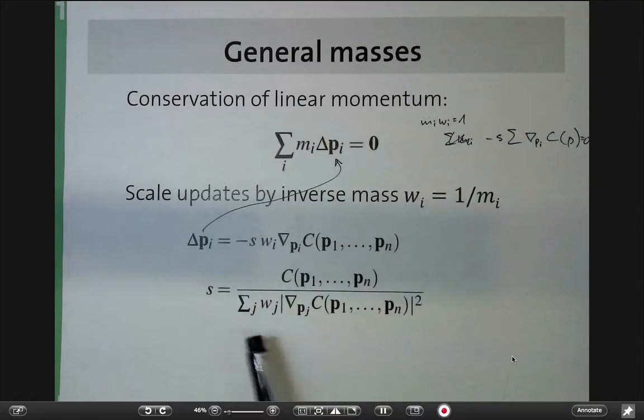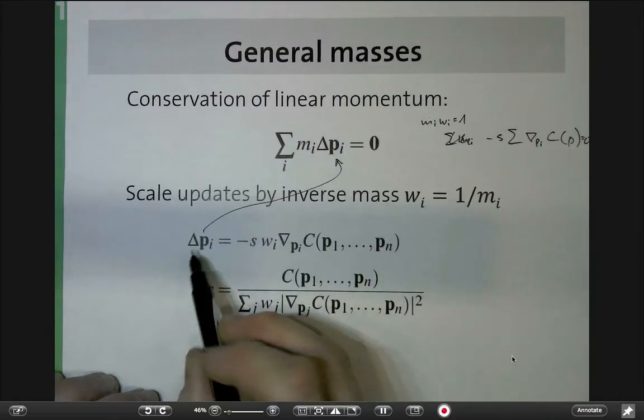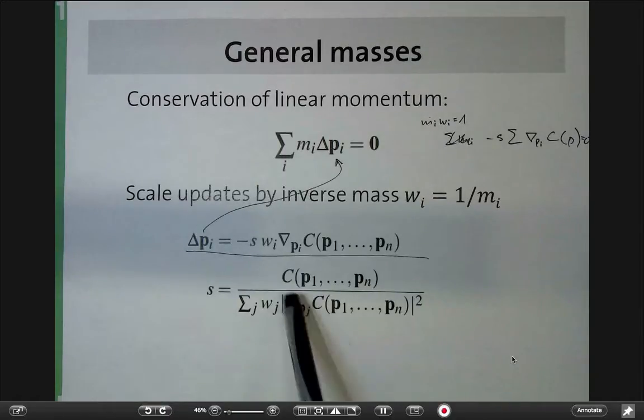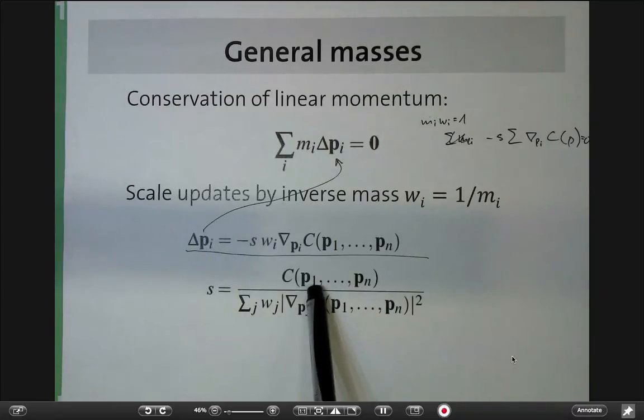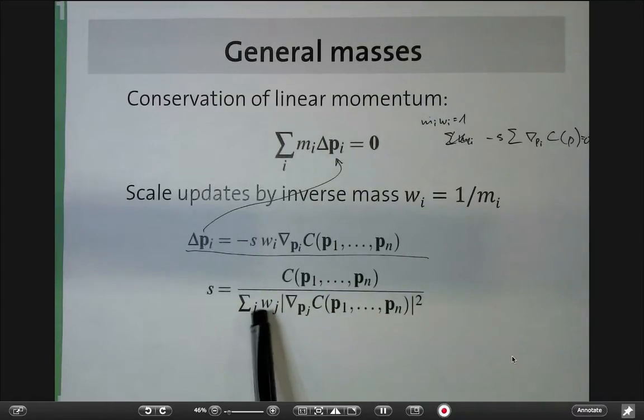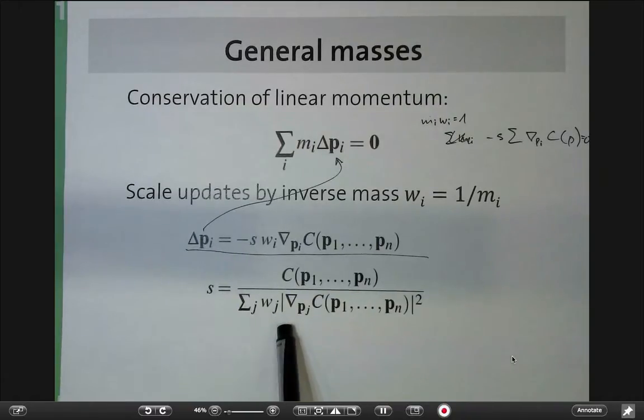Let's see. So this is this update, and this coefficient is by how much do we want to move in the direction of the gradient of the constraint. That's this s variable that changes by adding these w's into the denominator. So let's see how I could explain this nicely.